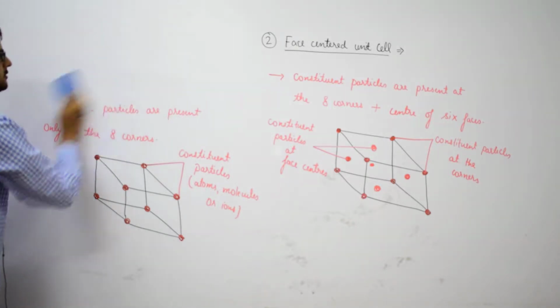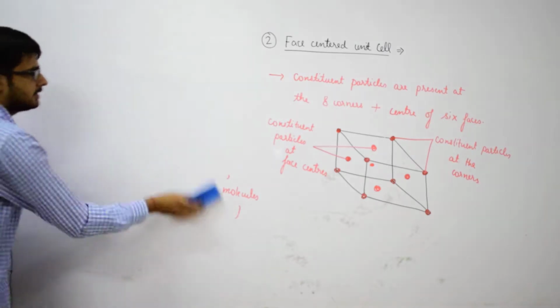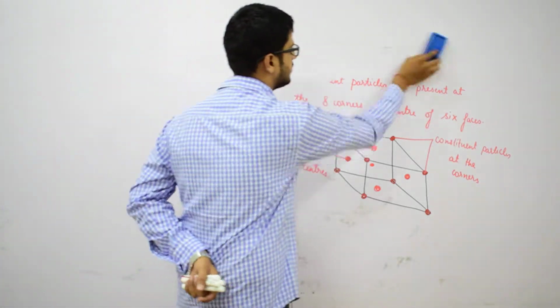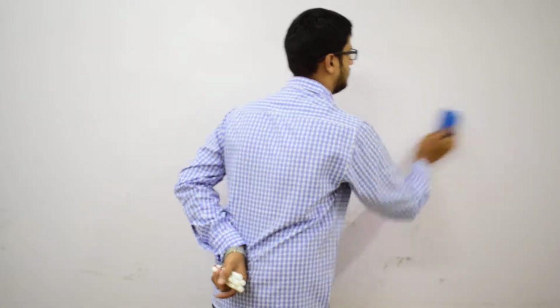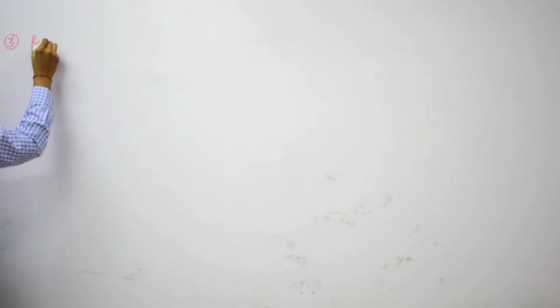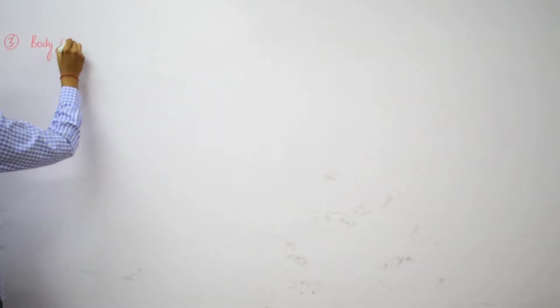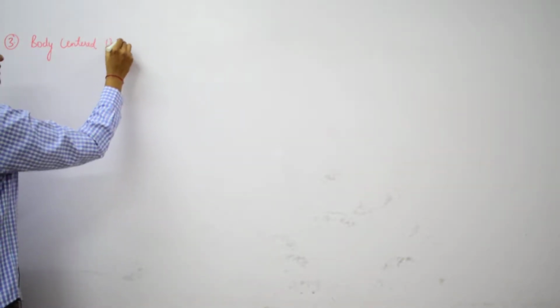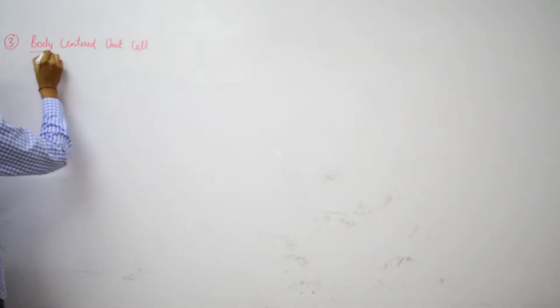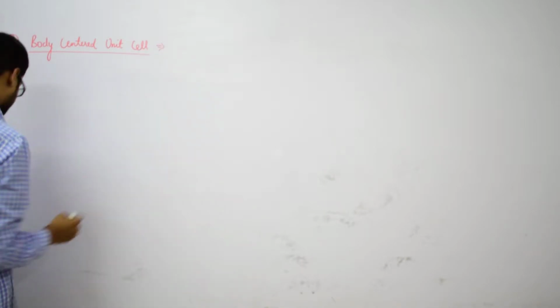Now, let us move on to the third type, that is body centered unit cell, also called BCC unit cell. So, first of all, what is the meaning of body centered unit cell?